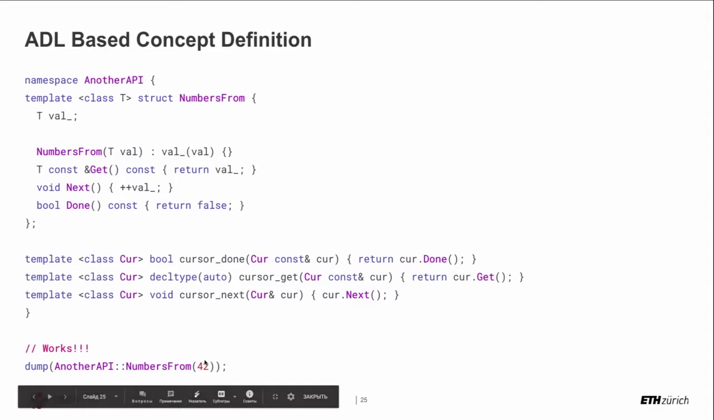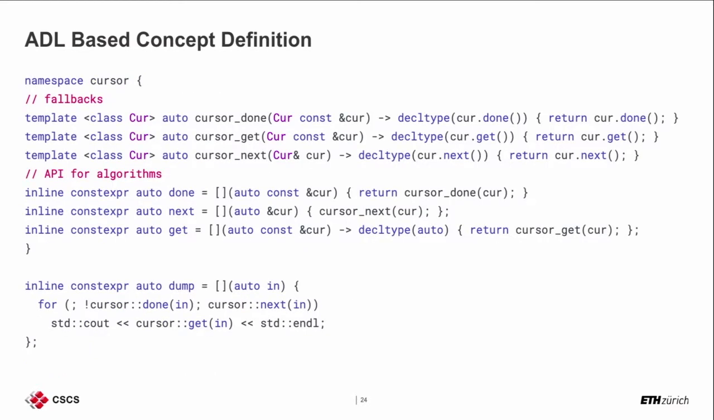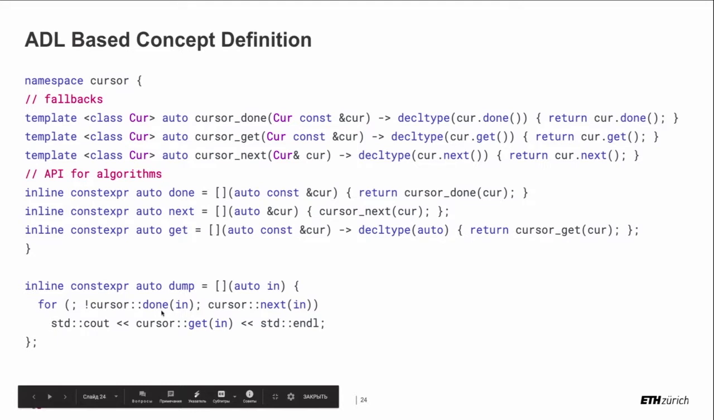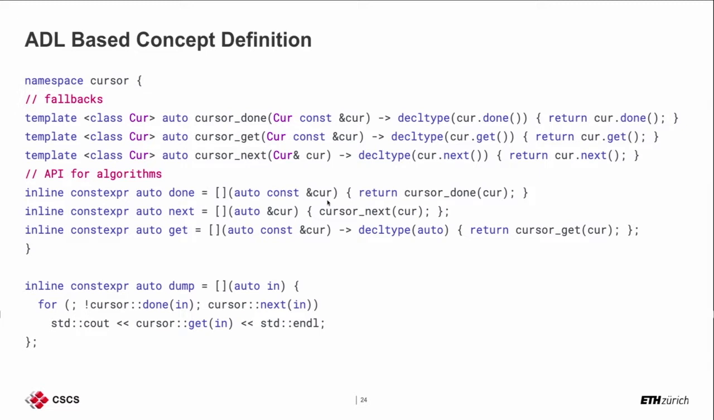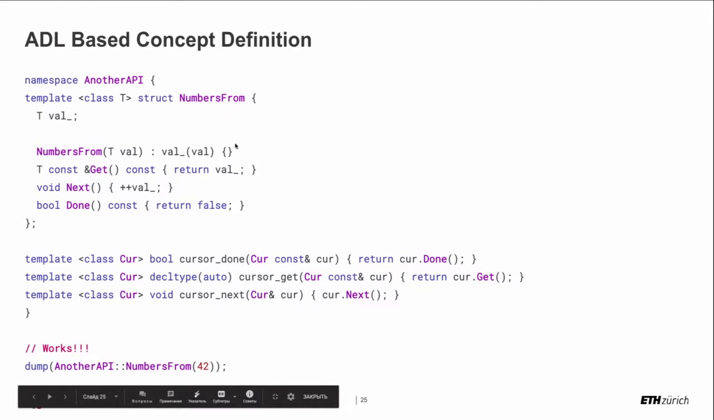Why? Because of argument-dependent lookup. Let's see what happens. In our dump function, we execute this done. This done is about to call cursor done. Now, this is cursor done. There is no namespace specified, so the compiler will perform argument-dependent lookup, and it will see that cursor done is implemented in the namespace where this numbers from is defined. And it will pick that up.